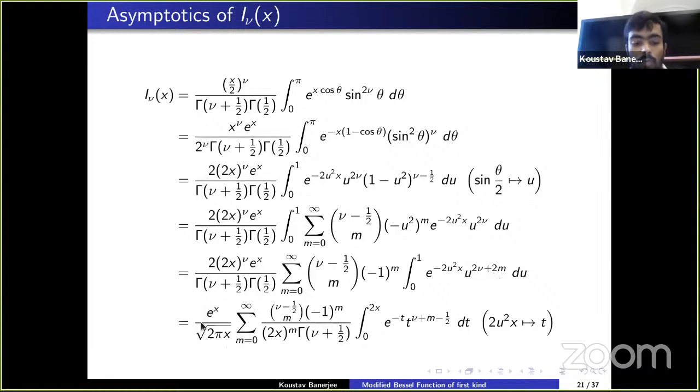And finally, if I replace 2u square x to be t, then I get this expression: e to the x divided by square root of 2πx times the sum over m from 0 to infinity, binomial (ν minus half, m) times (minus 1) to the m, this is a constant, by 2 to the m x to the m, Γ(ν plus half), and this integral.